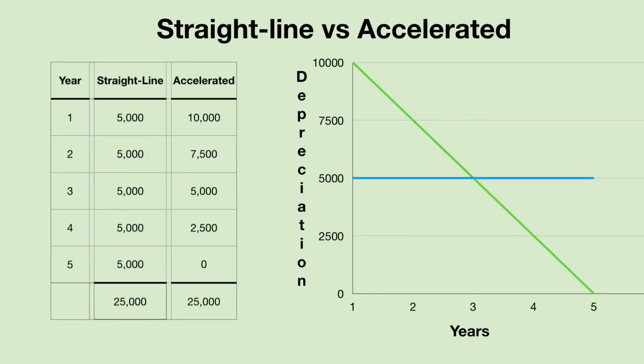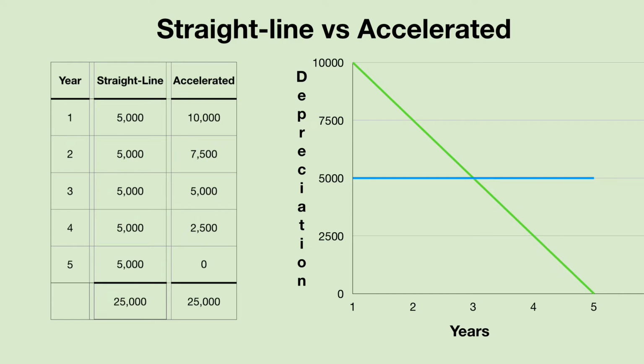Let your eyes focus in on this slide. Now, look at the column straight line depreciation. In this column, that means we bought something, say a truck, for $25,000, and we're going to depreciate it 1/5 per year. So $25,000 divided by 5 years is $5,000 per year. And it's the same amount each year, 5,000, 5,000, 5,000, etc.